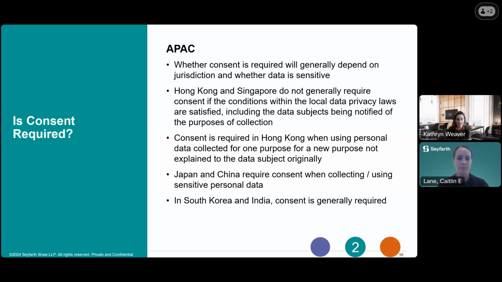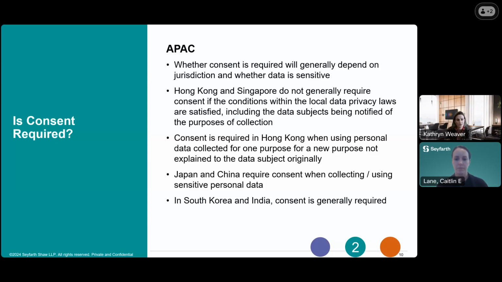Looking at other jurisdictions, Japan only requires data subject consent when collecting and using sensitive personal data. And as mentioned before, express consent is needed in China for the collection and use of sensitive personal data. In Korea and India, consent is generally required. So it's important to understand the rules on consent in the jurisdictions you want to conduct your DEI monitoring in, because they differ quite widely across Asia Pacific. And as such, you might decide that you're only going to request DEI data on a voluntary basis in some jurisdictions, or on a completely anonymous basis in some or all jurisdictions.